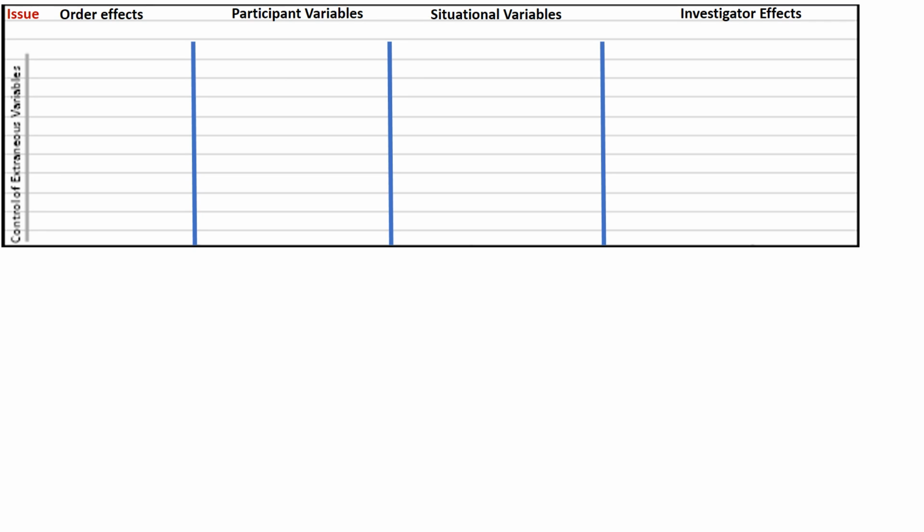Okay, so we've mentioned what extraneous variables are. Now we're going to need to look at how we might go about reducing their effects on our research. So we'll start off with order effects.